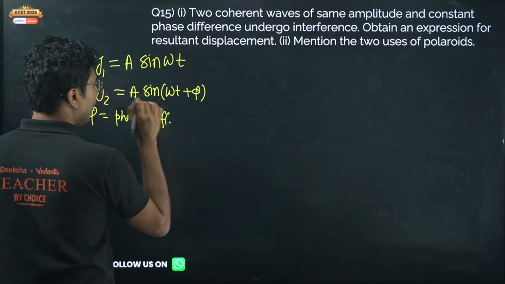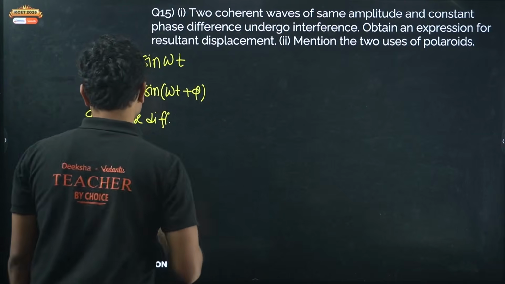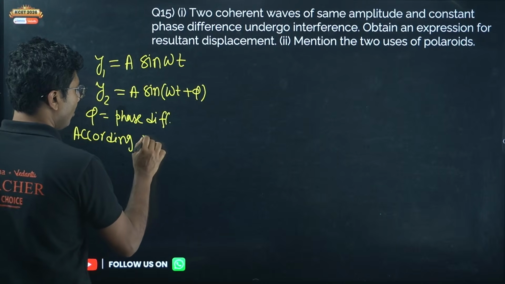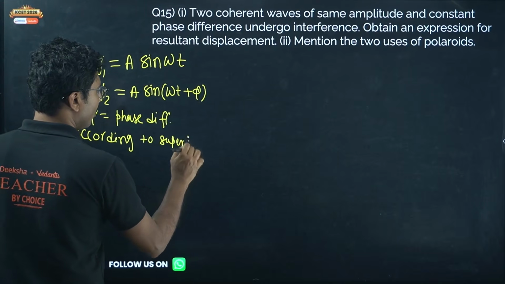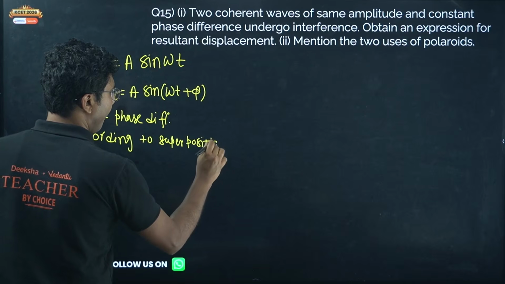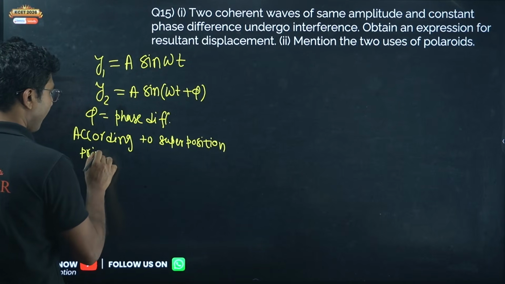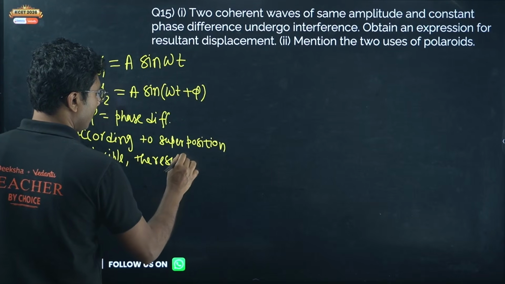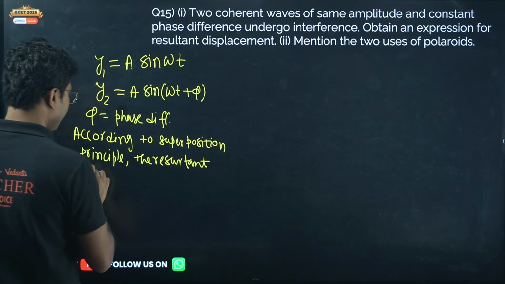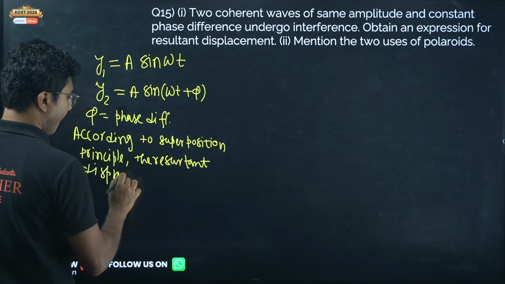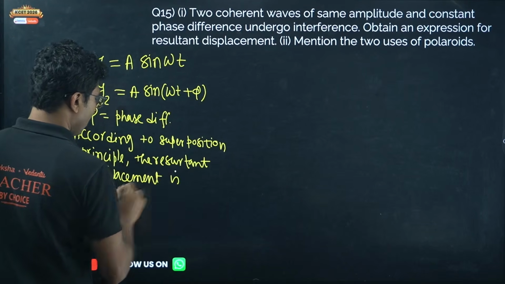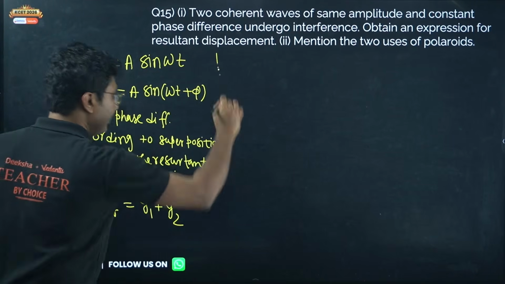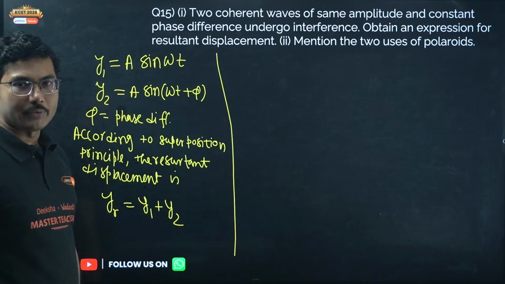Now when they superpose, according to the superposition principle, the resultant displacement is y r equals to y1 plus y2. Okay, so resultant displacement is given by y1 plus y2.